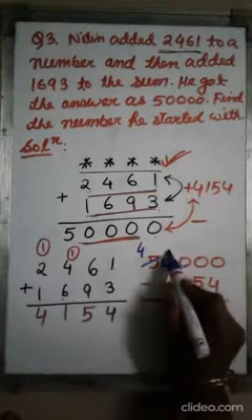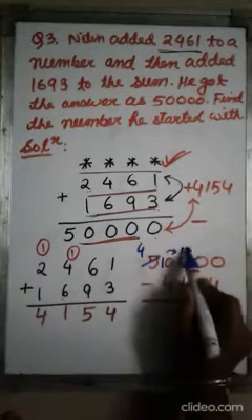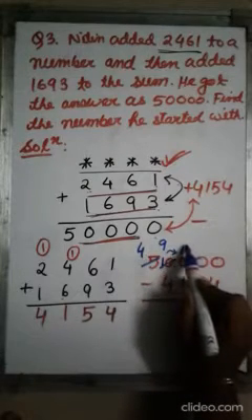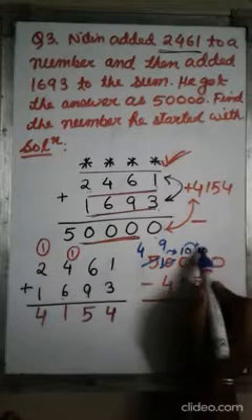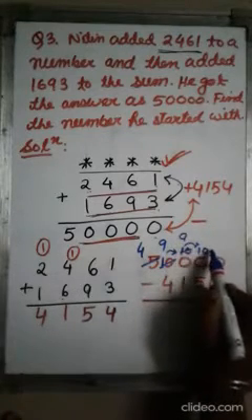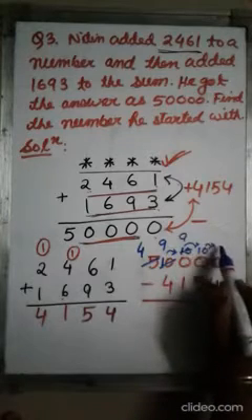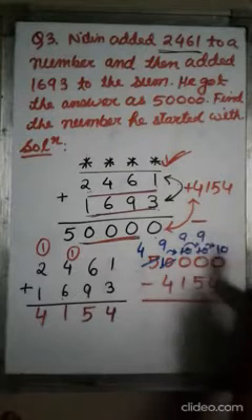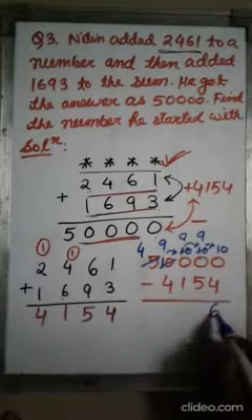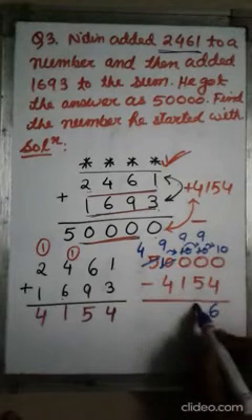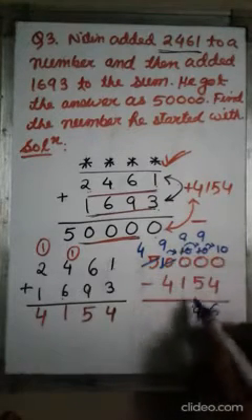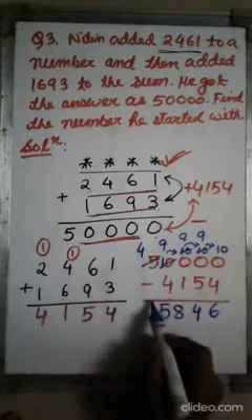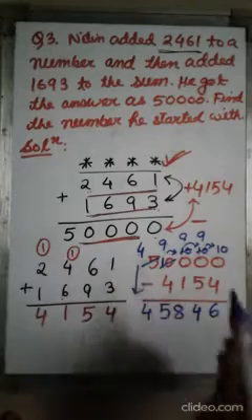From 10, I am again taking 1. So this becomes 10 and this becomes 9. Again I am taking 1, this becomes 10 and this becomes 9. From this 10, I am borrowing 1. This becomes 10, this becomes 9. 10 minus 4 is 6. 9 minus 5 is 4. 9 minus 1 is 8. 9 minus 4 is 5. And this is 4, which will come down as it is.